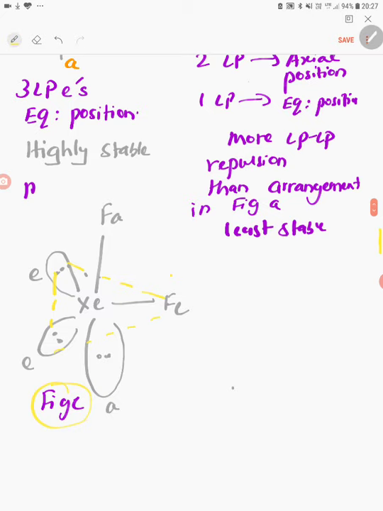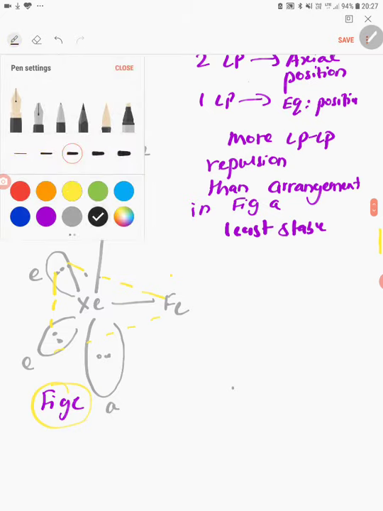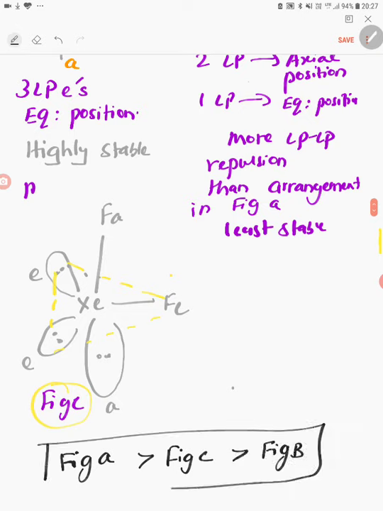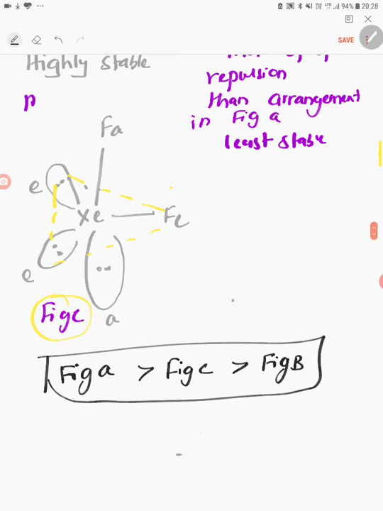Therefore, we can say clearly that the stability order follows like this. Figure A will be more stable than figure C. Figure C will be more stable than figure B. So they give option A, option B, option C: which of the following arrangements are more stable for XeF2, or the decreasing or increasing order for XeF2 can be positioned.